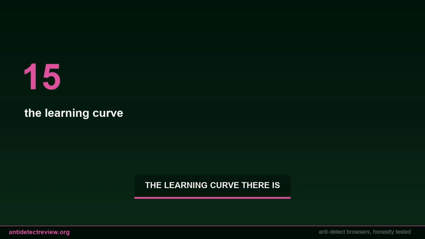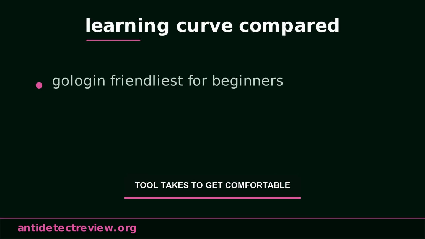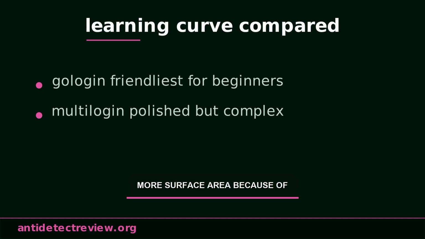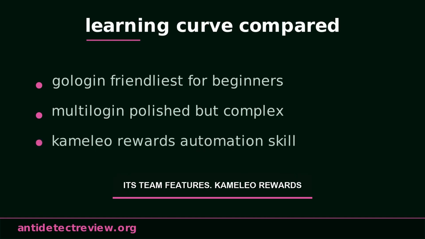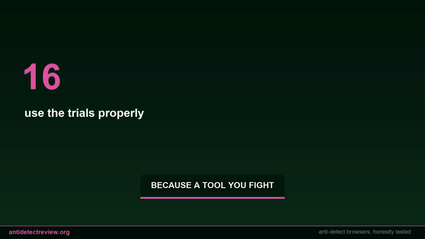The learning curve. There is a human cost beyond the subscription, which is how long the tool takes to get comfortable with. GoLogin tends to be the friendliest to a newcomer, cloud-based and approachable. Multilogin is polished but has more surface area because of its team features. Kameleo rewards people who are comfortable with automation and setup and can feel more technical to someone who just wants to click. Factor in your own patience and skill, because a tool you fight with daily costs you more than its price, and a tool that fits your habits pays that back.